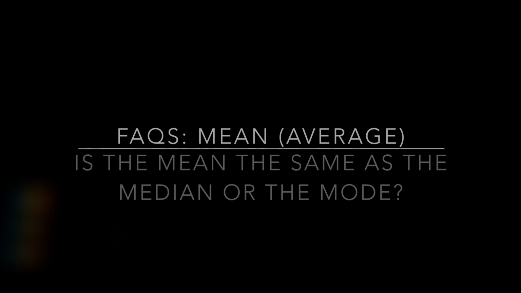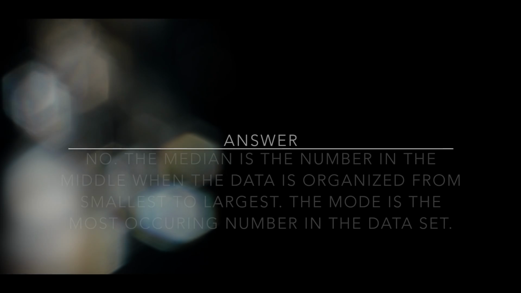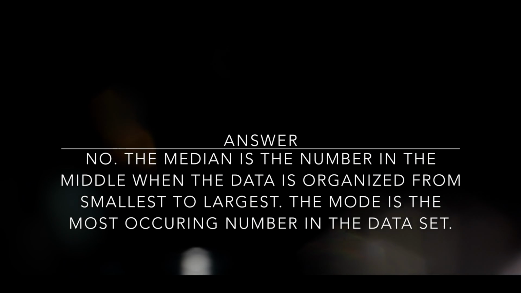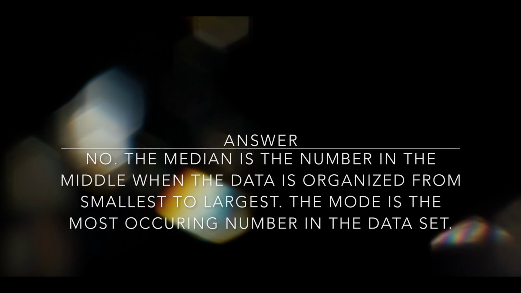One frequently asked question is, is the mean the same as the median or the mode? The answer is no. The median is the number in the middle when the data is organized from the smallest to the largest number. The mode is the most occurring number in the dataset.